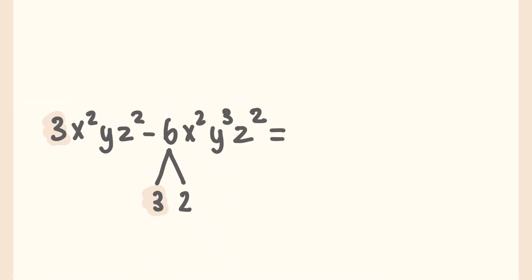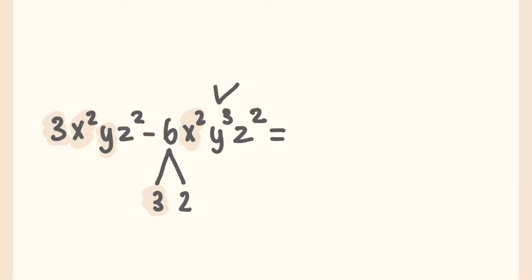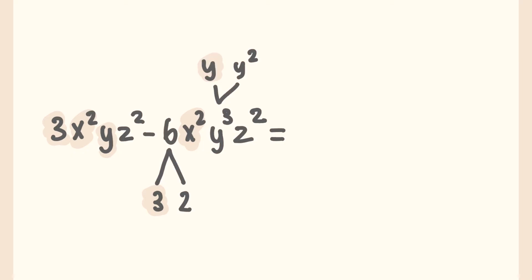Then we have an x squared, and luckily we have this in both terms, so that's also part of our common factor. And then we have a y and a y cubed. We can take one of those y's. Y cubed can be broken down into y and y squared, so we can also take a y as a common factor. And then we have z squared. Since we have a z squared in both terms, z squared can also be our common factor. So it's important to note that you can have multiple common factors, not just one single number or variable. You can have a combination.